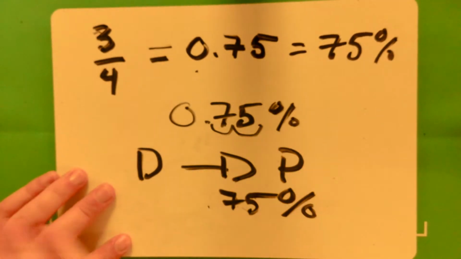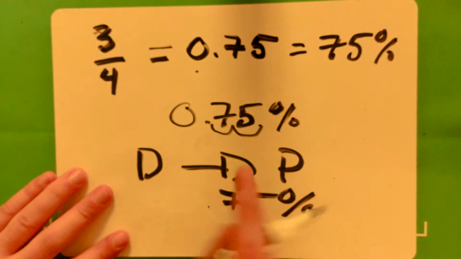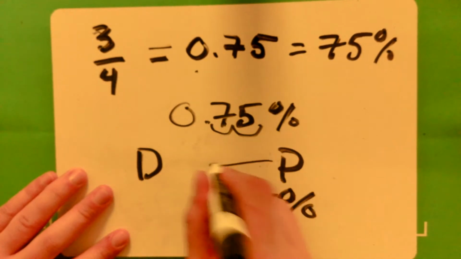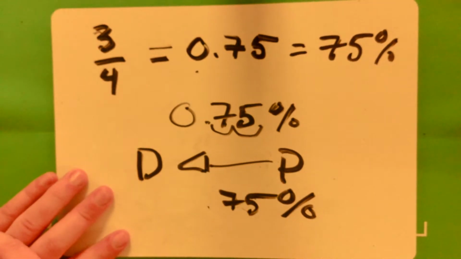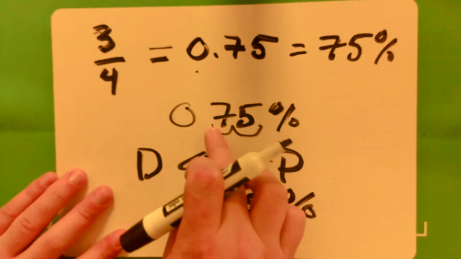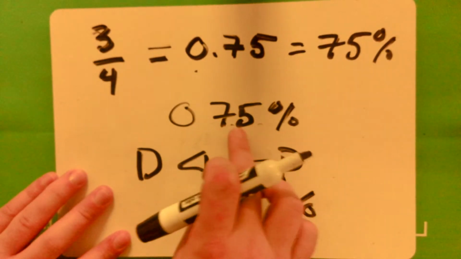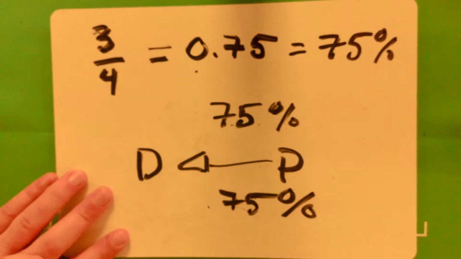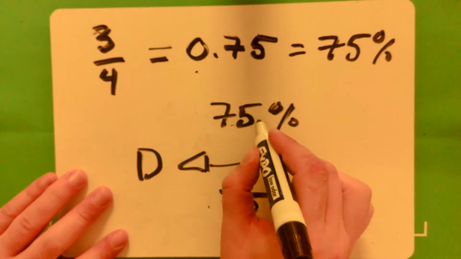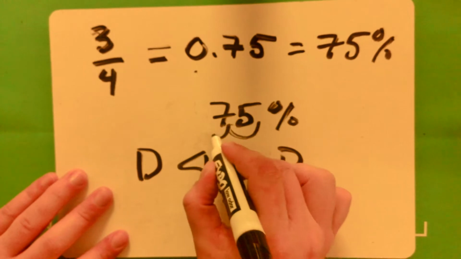If you want to do the opposite direction, if we wanted to go from a percentage back to a decimal, we just have to do the reverse. So here is our 75%. Right, there's 75%. If you want to turn that into a decimal, you just bring it back once, twice.